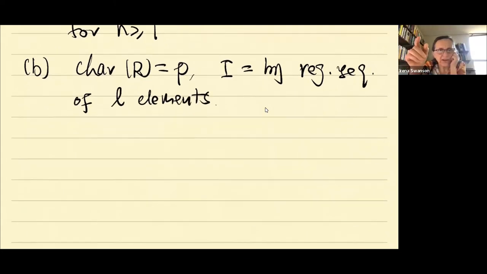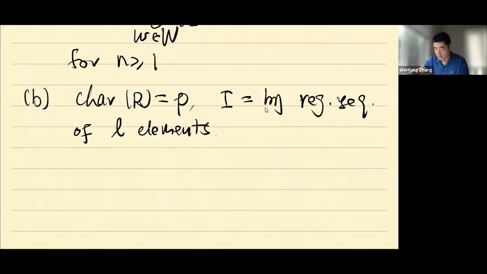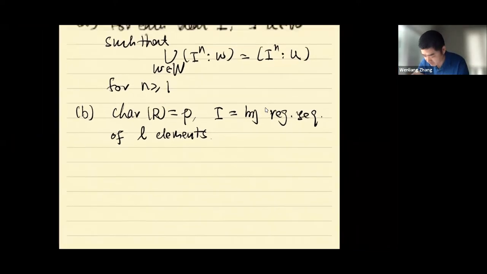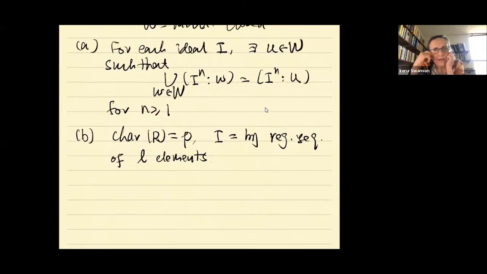Sorry, could you not immediately remove what you wrote above? Sure. What if I do this? Is it better? Yeah, yeah. Okay, are you saying that one u works for all n? Right. u depends on I, but u is independent of n.